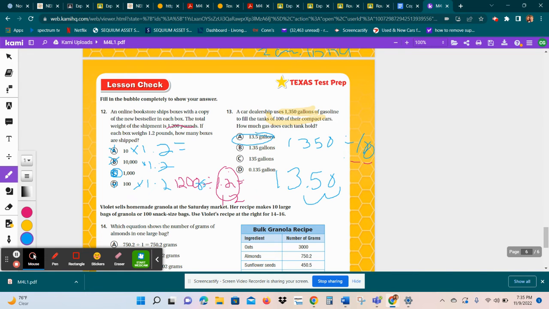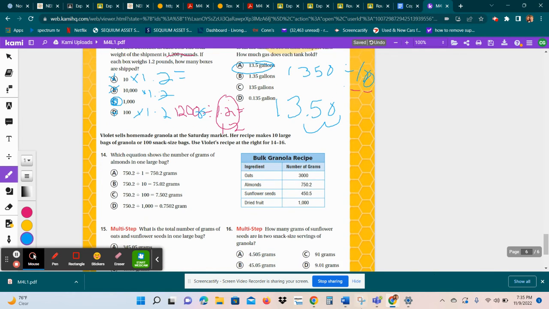So the answer is A, 13 and 5/10 or 13 and a half gallons. Okay, let's move down to here. On number 14, we're looking at equations. So which equation shows the number of grams of almonds in one large bag?